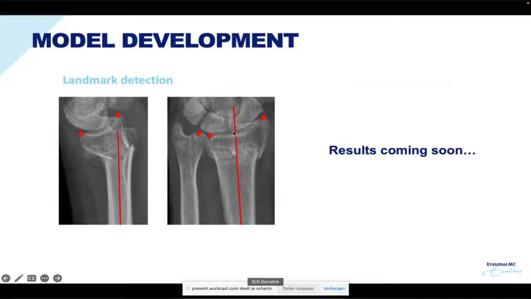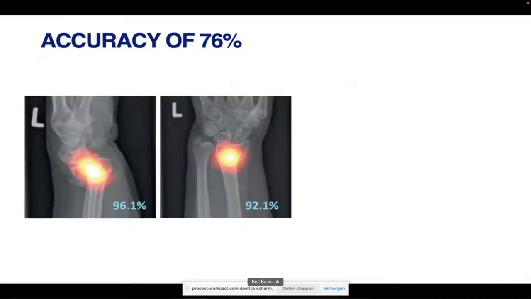It's called the articular surface of the wrist. It's the most important region for a patient to have good functionality. So we try to get our algorithm to look at these dots a little bit more than it does right now. And these results will come soon. I hoped it would be there already before this presentation, but unfortunately, I cannot tell you this right now.